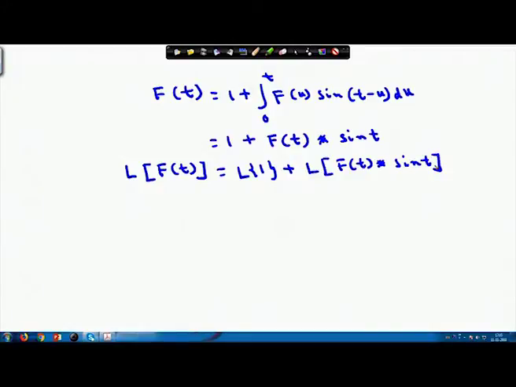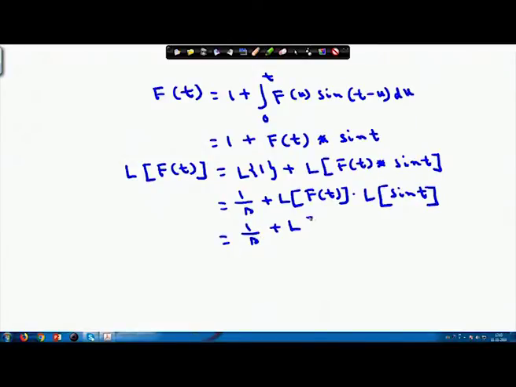and this Laplace transform of 1 is 1 by s, plus this Laplace transform of f(t) convolution sin t, I can write down from the theorem. Again, Laplace transform of f(t) into Laplace transform of the function, something like sin t. So, this equals 1 by s plus Laplace transform of f(t) into Laplace transform of sin t, which is 1 by s square plus 1.